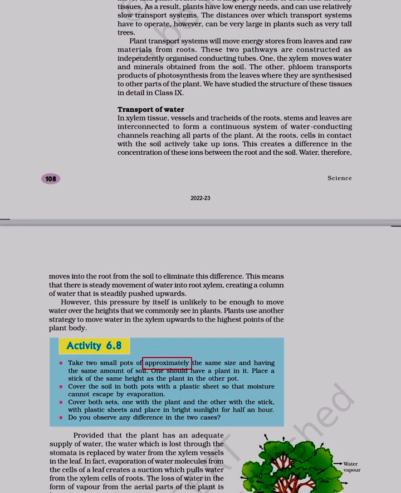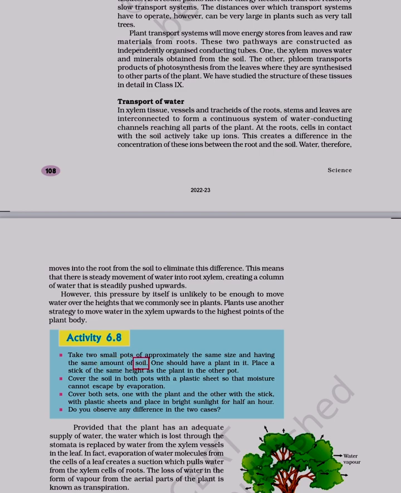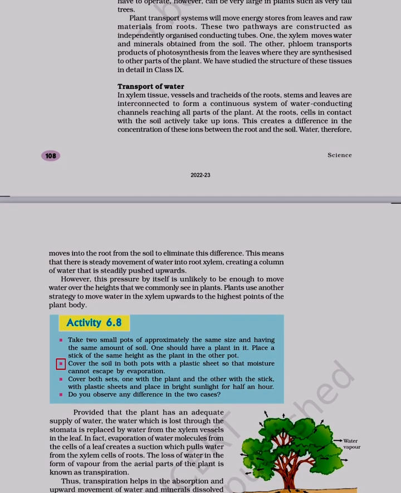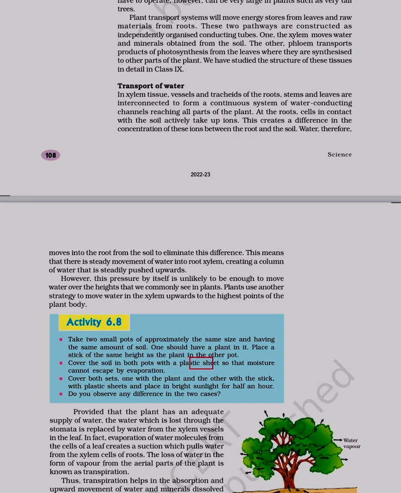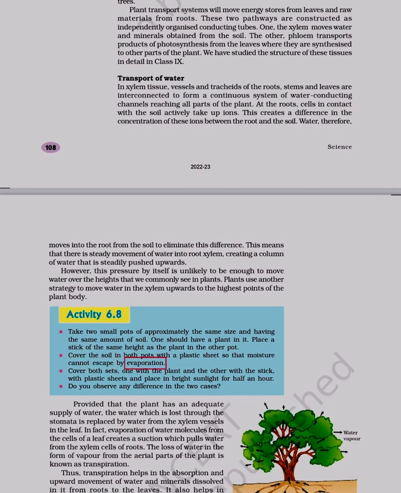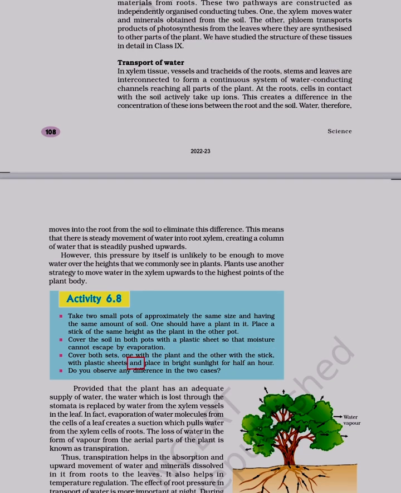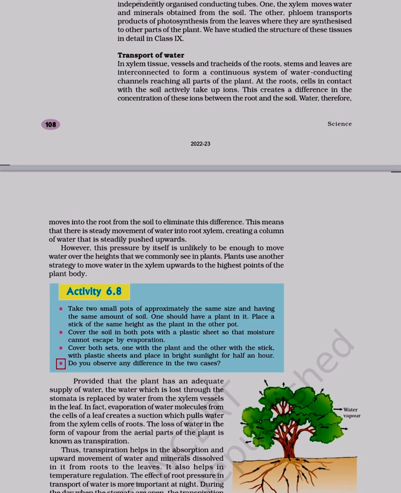Activity 6.8. Take two small pots of approximately the same size and having the same amount of soil. One should have a plant in it. Place a stick of the same height as the plant in the other pot. Cover the soil in both pots with a plastic sheet so that moisture cannot escape by evaporation. Cover both sets, one with the plant and the other with the stick, with plastic sheets and place in bright sunlight for half an hour. Do you observe any difference in the two cases?